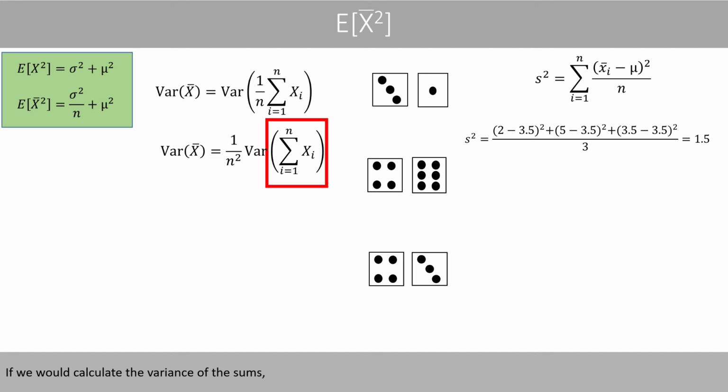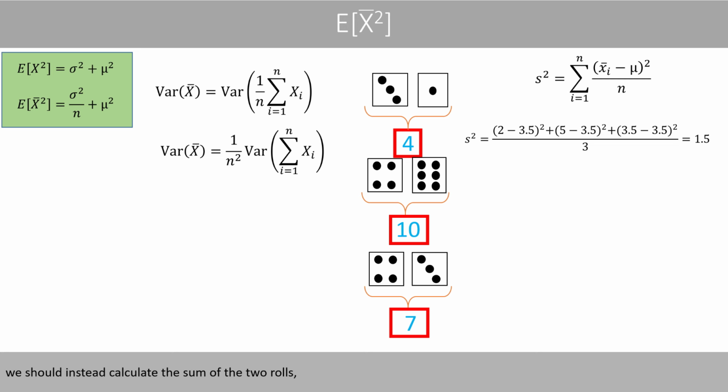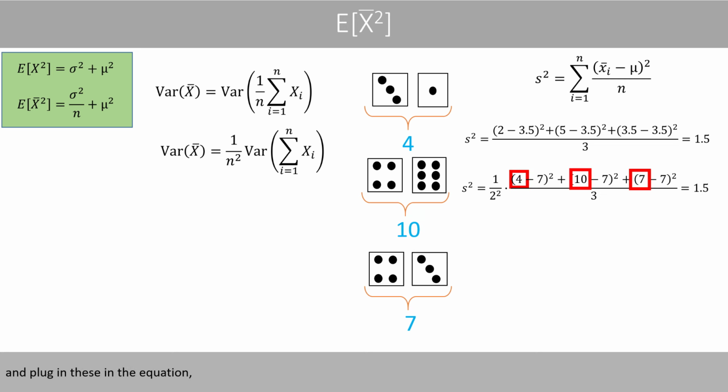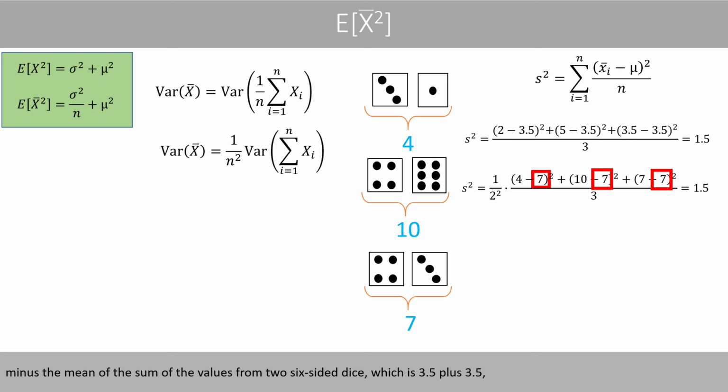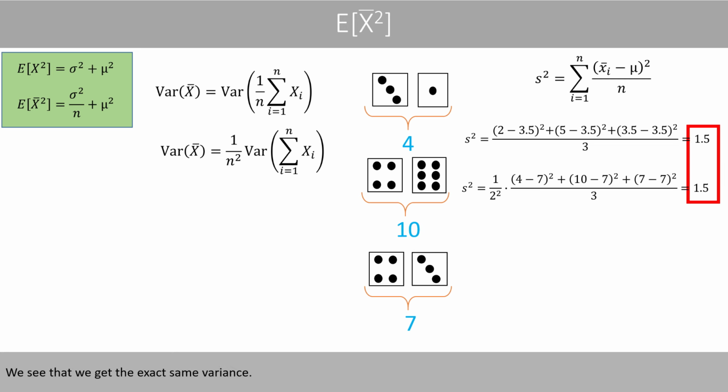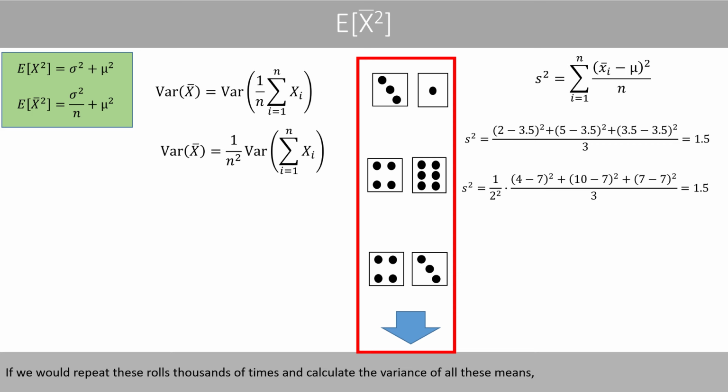If we would calculate the variance of the sums, we should instead calculate the sum of the 2 rows, and plug in these in the equation, minus the mean of the sum of the values from 2 6-sided dice, which is 3.5 plus 3.5, and then divide by 3, because we have 3 such sums. Finally, we multiply with 1 over 2 squared, because our sample size to calculate the sums is 2. We see that we get the exact same variance.